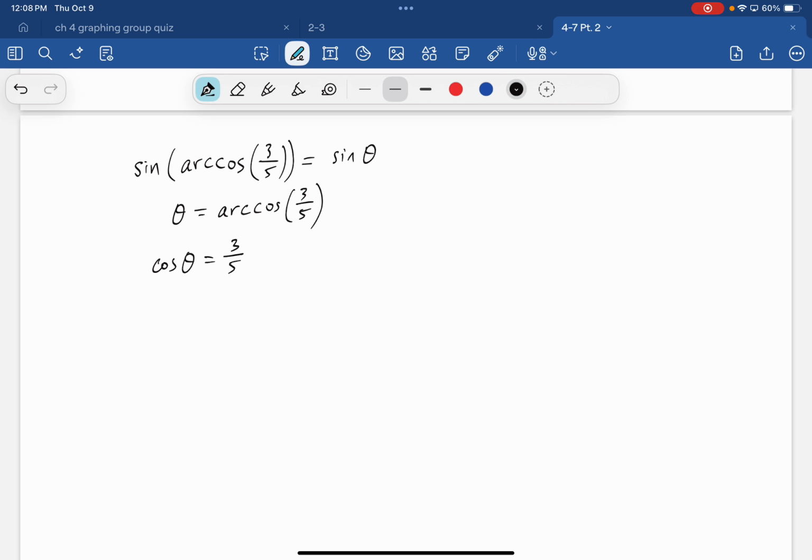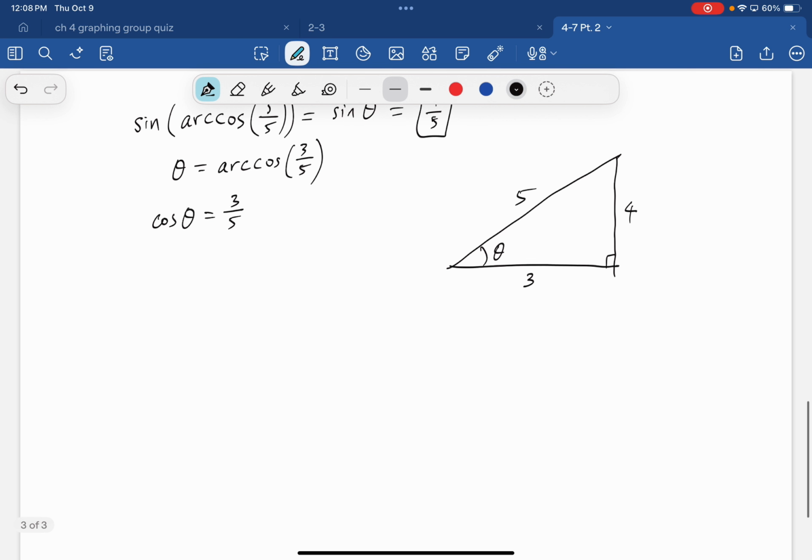And all we need to do now is draw a triangle that corresponds to that. If this is theta, then adjacent is 3, hypotenuse is 5, this is 4, and so that means sine theta is equal to 4/5. We've actually done this kind of problem before, haven't we? On quiz 2, I gave you sine theta equals 4/5, told you theta was in quadrant 1, and asked you to find cosine theta.